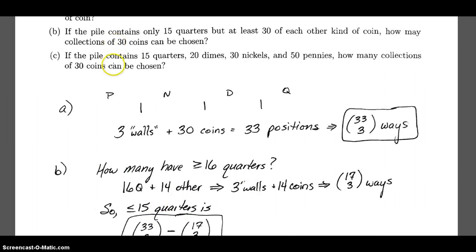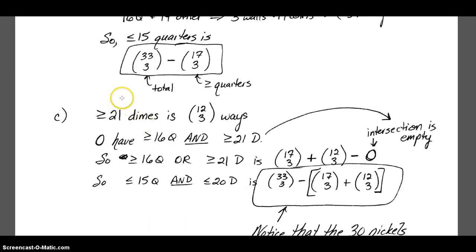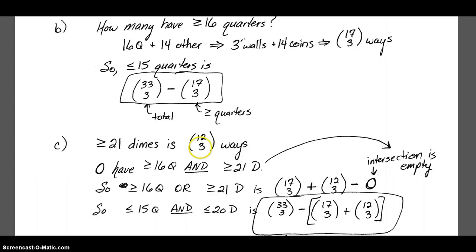Same principle with the dimes. So we have 20 dimes, and we don't have a specific question for that, but if we can figure that out, it's really going to make part C a lot easier. So using the same principles, we find out that 12 choose 3 is the number of dimes, so this is just following the same method that we used to get the greater than or equal to 16 quarters.